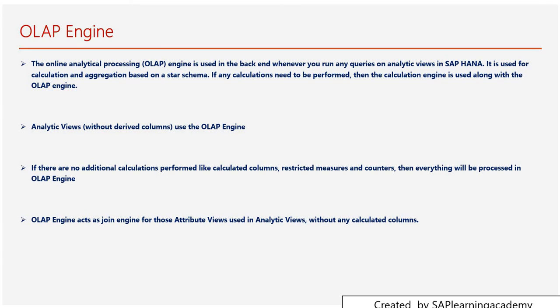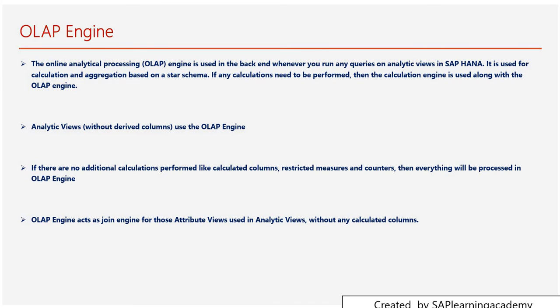There is another fact about the OLAP engine: suppose in the analytic view you are actually using the attribute view, then it can use the join engine. So it has a kind of vice versa effect. If you are using an analytic view where you are using a derived column, then it uses the calculation engine. But if you are using the attribute view in an analytic view, then it uses the join engine. So I hope you're understanding it well.